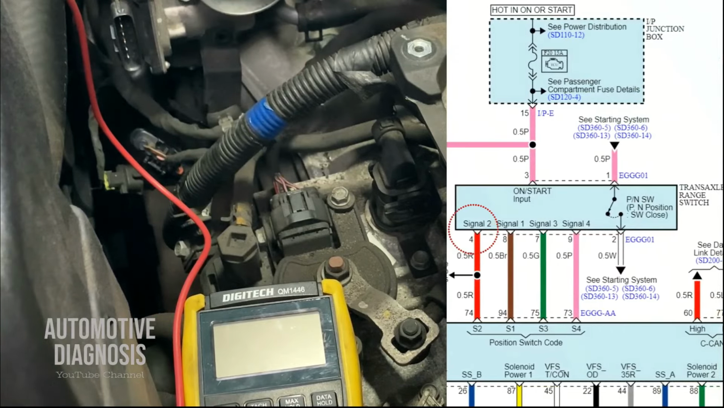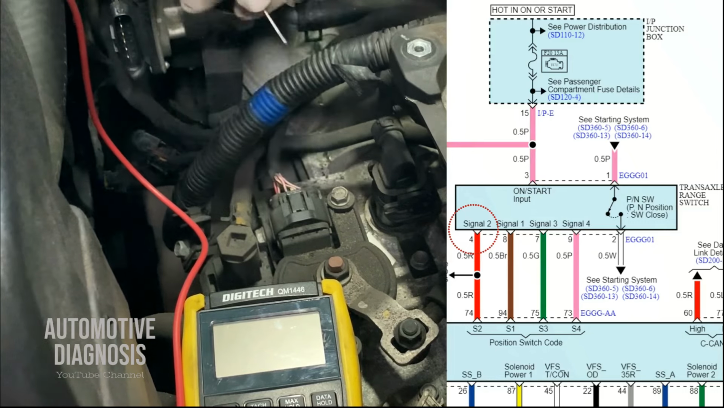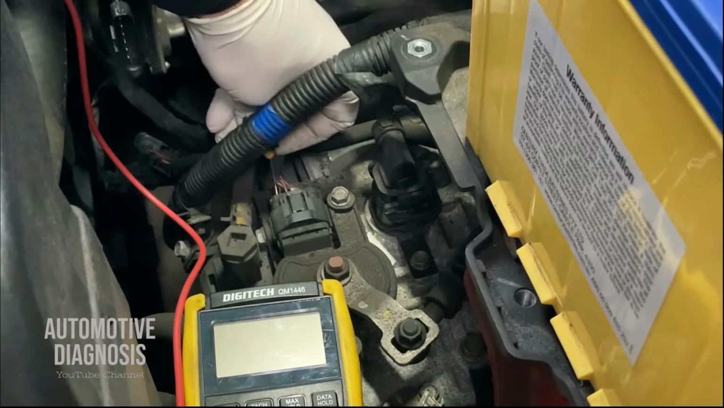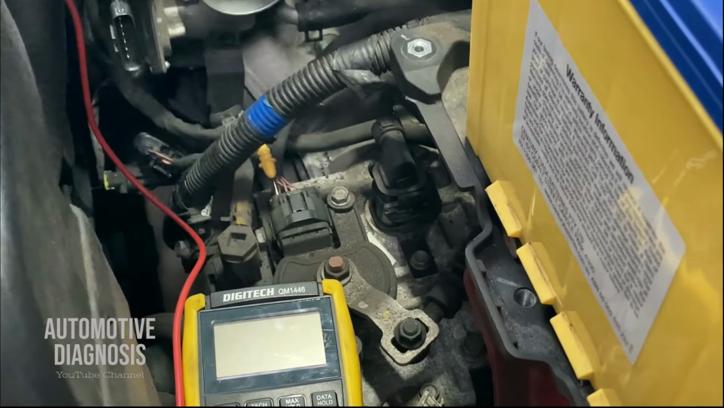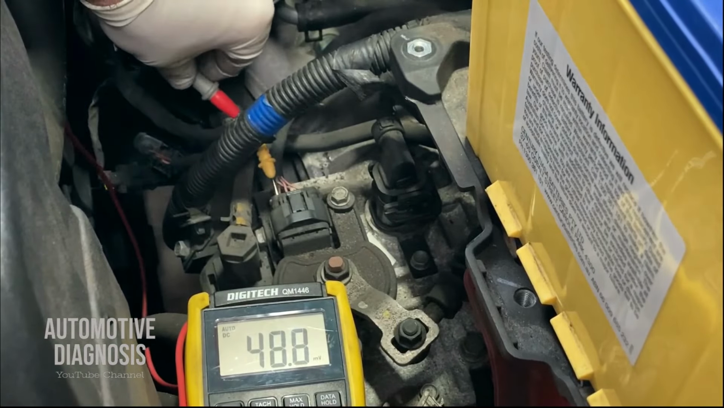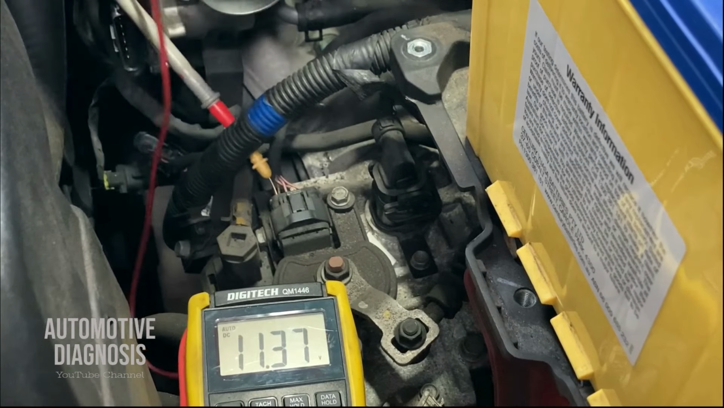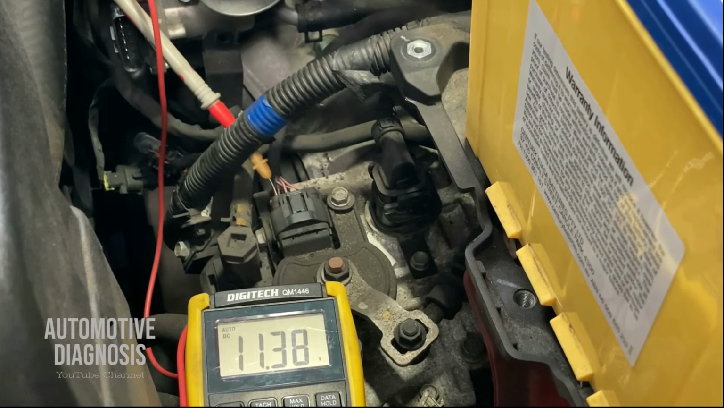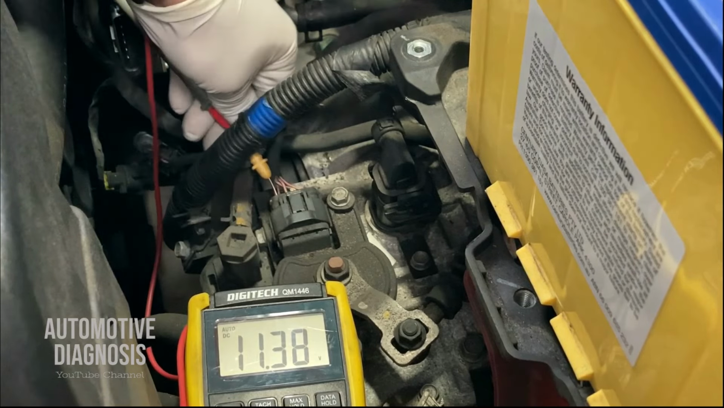So as you see, signal 2 is for the reverse, which is pin number 4, a red wire. So pin number 4, a red wire, is just right up here. I'm gonna back probe that one too. And the transmission is already on reverse. I'm gonna read the voltage from here. So as you see, I'm getting battery voltage right now, which confirms the output voltage of signal 2 for reverse position is okay.